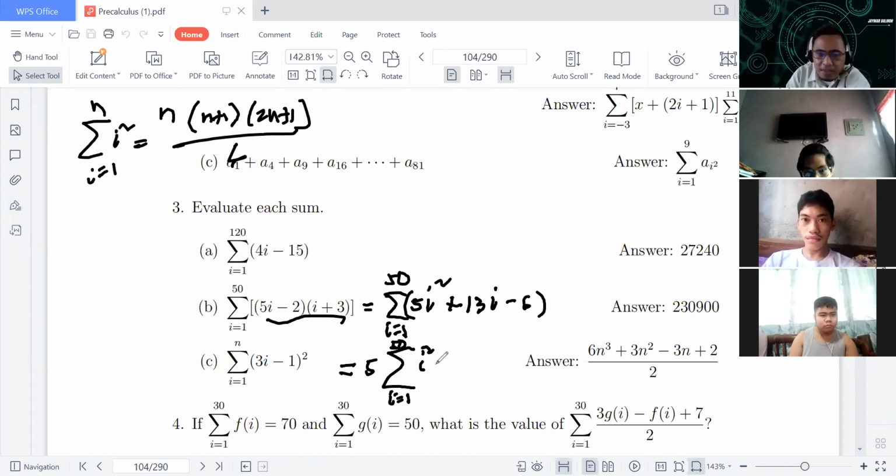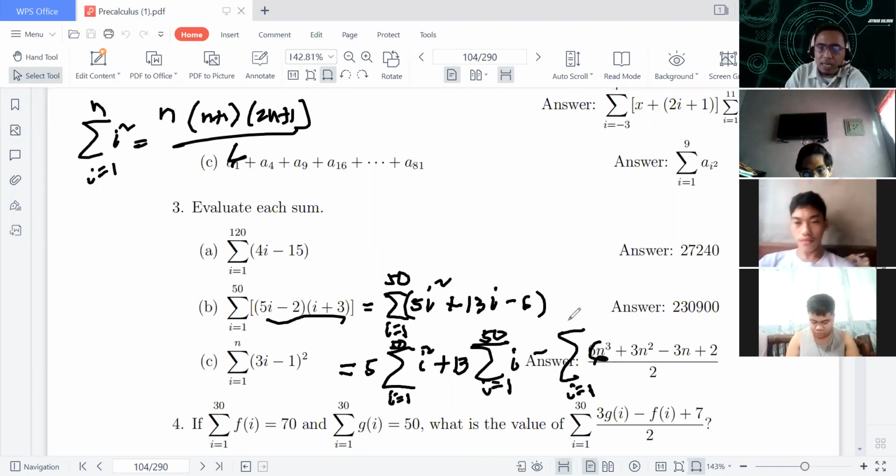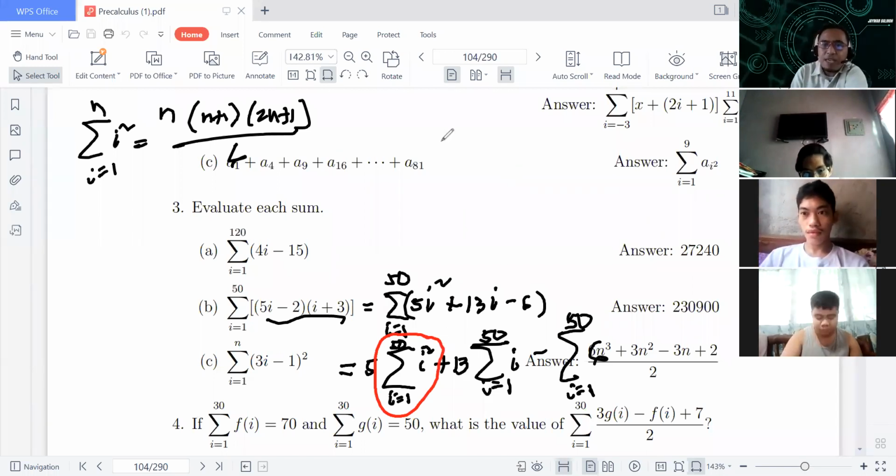Next, it will now be 13 times the summation of i, for i ranging from 1 until 50. And the last one is the summation of 6, where i ranges from 1 until 50. Okay? So is it clear? Here, we substitute into the formula. What is our n here? 50, sir.